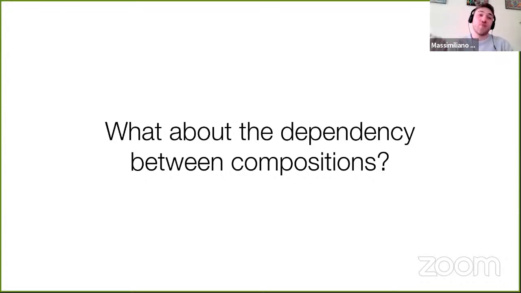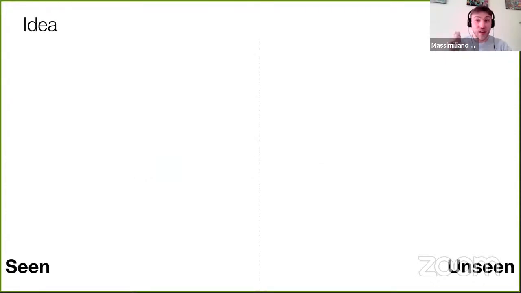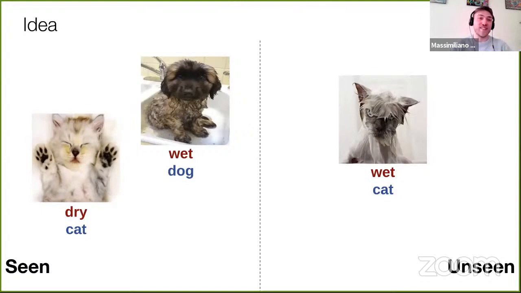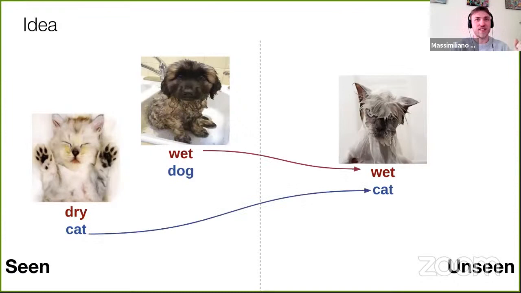But maybe there is something more we can take into account, which is the dependency between seen and unseen compositions. The overall idea is something like this. If we have as seen categories maybe wet dog and dry cat, and as unseen one a wet cat, we can use the feedback that wet dog and dry cat received during training to obtain a better representation for wet cat also.